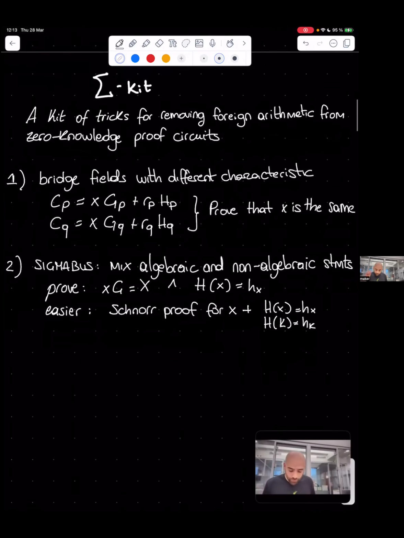The second contribution of this paper is also something that comes pretty often, and it's this sort of mix of algebraic and non-algebraic statements where you want to prove that you know a secret key associated to a public key, and then you want sometimes to prove that, for instance, this secret key is in a Merkle tree.